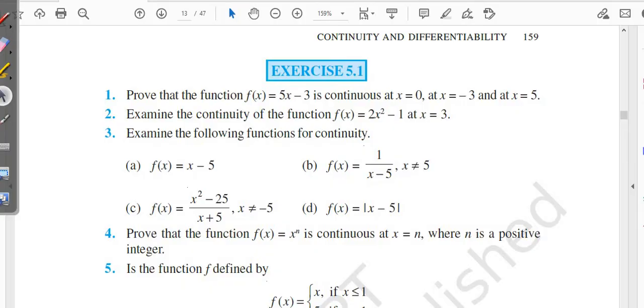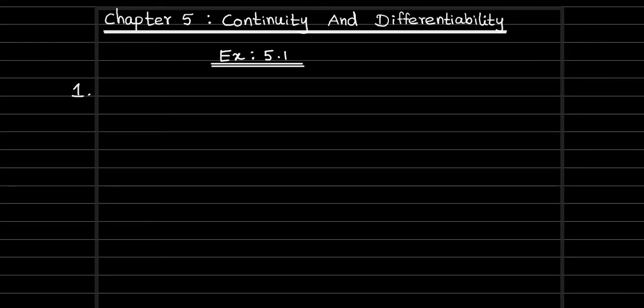Prove that the function f of x equal to 5x minus 3 is continuous at x equal to 0, at x equal to minus 3 and at x equal to 5. So here one function is given. At these different values of x, we need to prove the particular function is continuous. So given function, f of x equal to 5x minus 3.